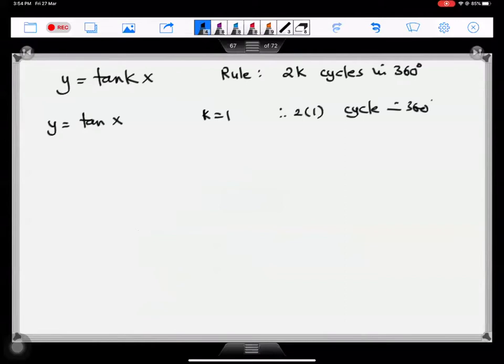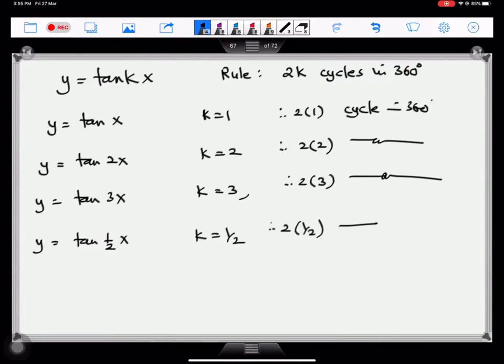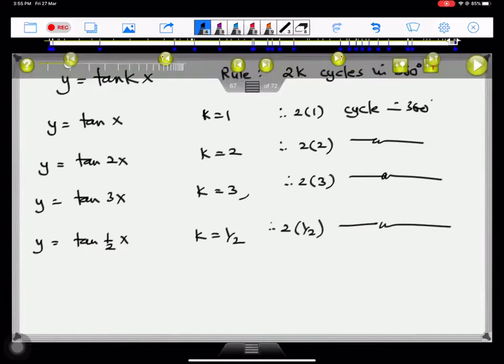That's the original graph. Y is equal to tangent 2x, the value of k is 2, therefore 2 times 2 is 4 cycles in 360. Y is equal to tangent 3x, the value of k is 3, therefore 2 times 3, which is 6 cycles in 360. Y is equal to tangent half x. The value of k is half, but 2 times half is 1. That is 1 cycle in 360. So now let me draw a few of them.